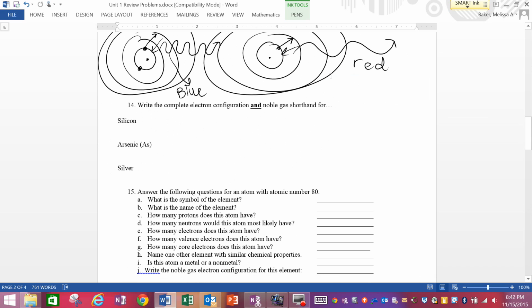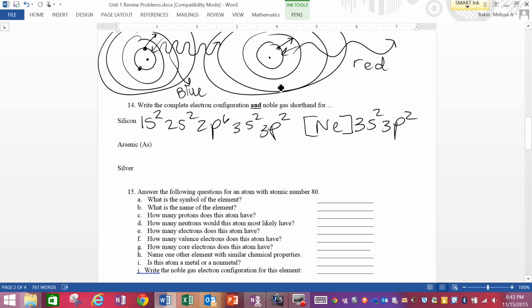Number 14, write out the electron configuration and the noble gas shorthand for silicon. So you can refer to my earlier video that goes through how to do electron configurations if you're a little rusty, but for silicon it should be 1s2, 2s2, 2p6, 3s2, 3p2. If you add up the little numbers, they add to 14 because silicon is number 14. And the last noble gas before silicon is neon. So you would write neon in brackets 3s2, 3p2 for the shorthand.